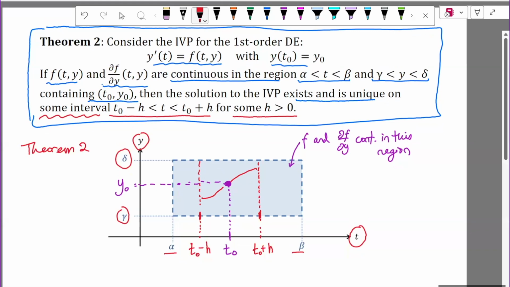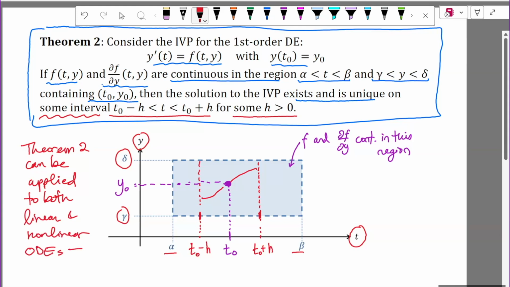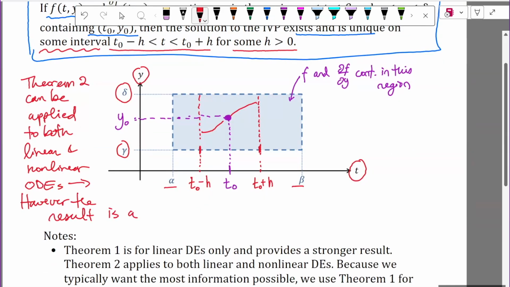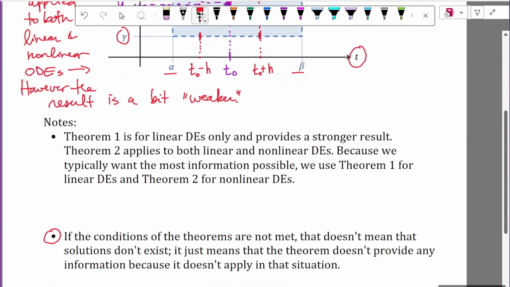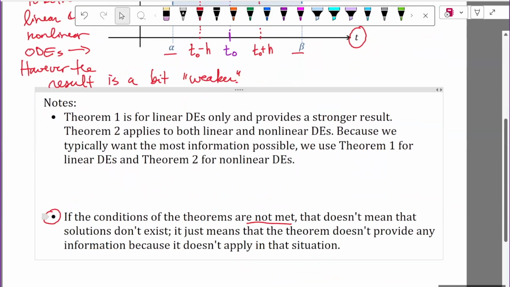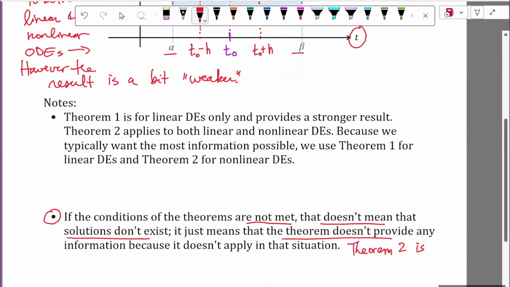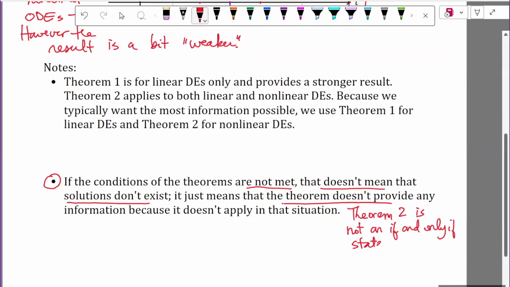So theorem 2 can be applied to both linear and nonlinear ODEs. However, the result is a bit weaker in that we don't really know exactly where that interval of existence is. We just know that there is one. One thing that I'd like to point out is that if the conditions of the theorem are not met, that actually does not necessarily mean that solutions don't exist. It just means that the theorem doesn't provide any information. So in other words, theorem 2 is not an if and only if statement. In fact, it just goes in one direction.